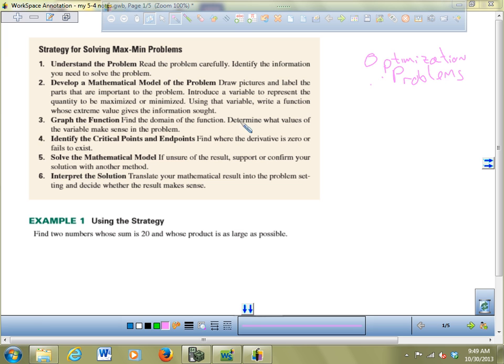Is that why they call it calculus? Because you can do it without a calculator? No, I think calculus means change. Calculus is all about how things change.